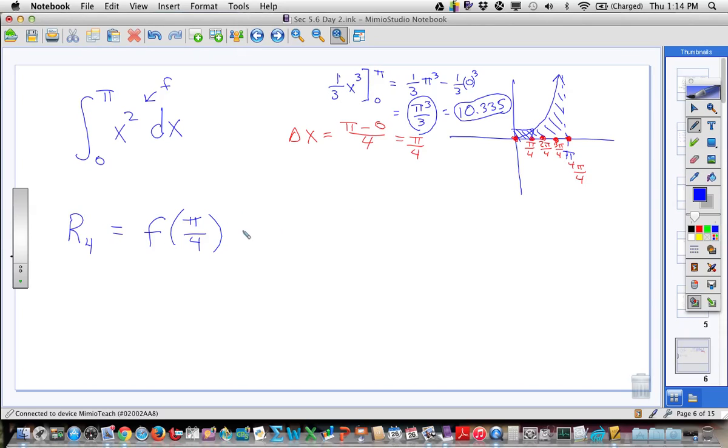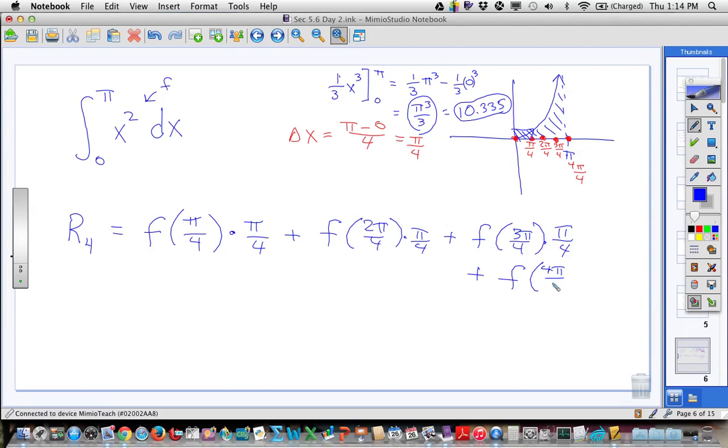All right, f of pi over 4 times my width, pi over 4, plus f of 2 pi over 4 times pi over 4, plus f of 3 pi over 4 times pi over 4, plus f of 4 pi over 4, because I got to have 4 of them. I have 4 rectangles. We know we go all the way to the right edge when we do right rectangles. All right, so there are my 4 right rectangles.